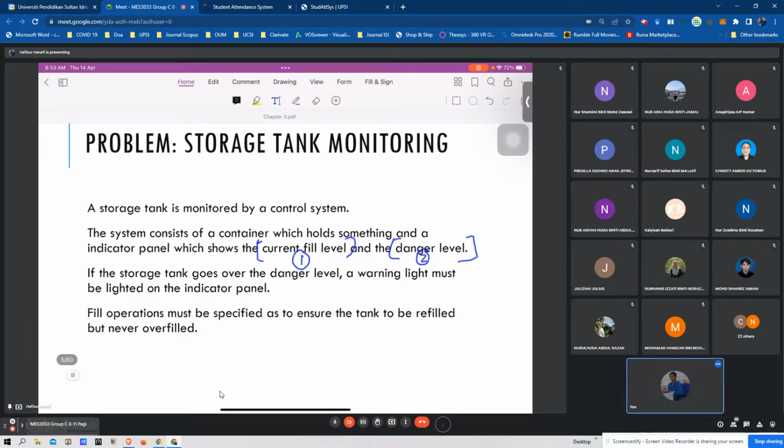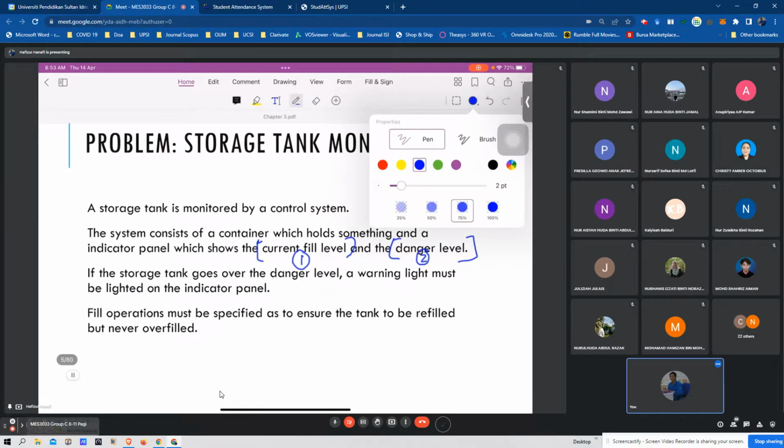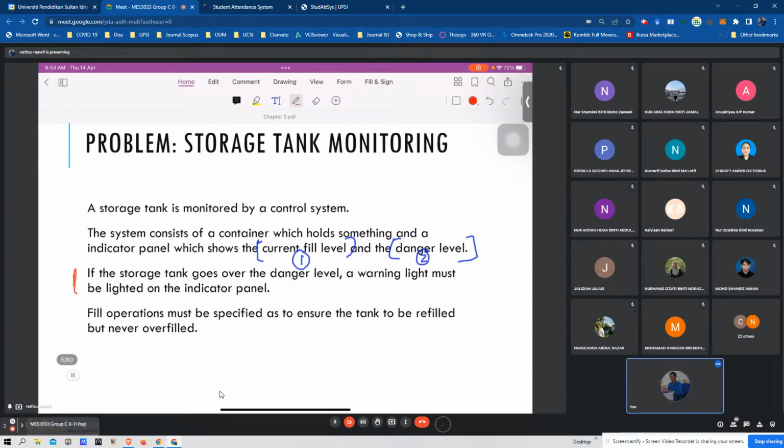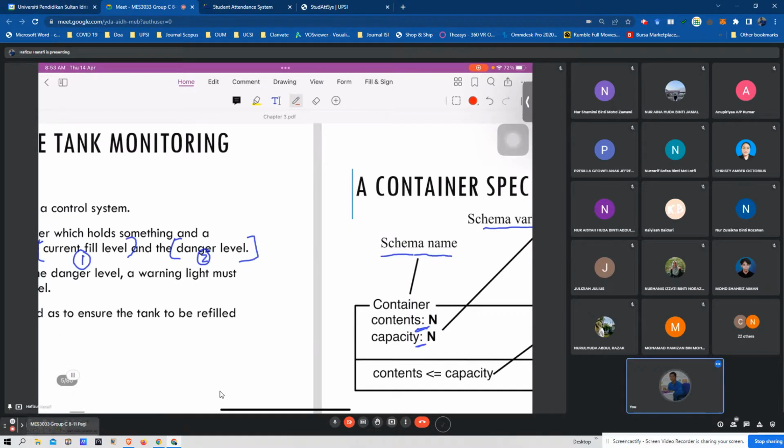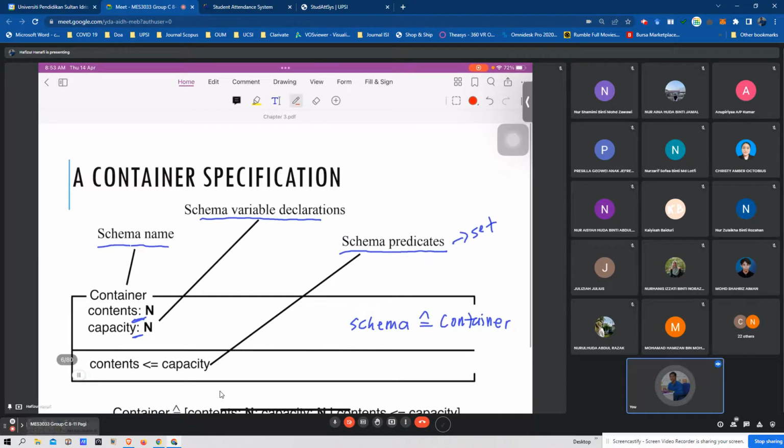This one is function number one, and function number two. Yeah, this one is the container specification.